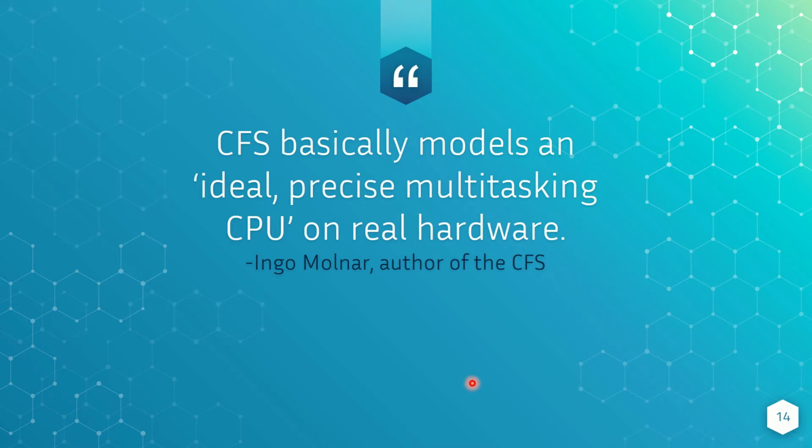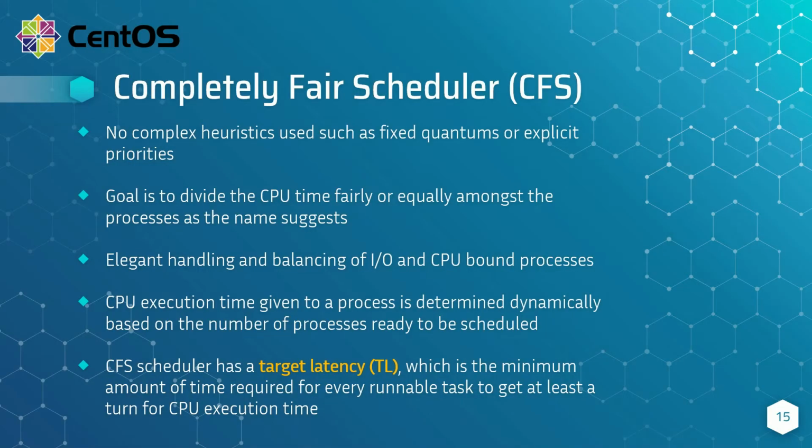From the author of the CFS scheduler, Ingo Molnar, he says that CFS basically models an ideal precise multitasking CPU on real hardware. What this means is that it tries to enforce optimal fairness to all the processes when we schedule them. So we'll have a look at what CFS does. The main advantage and improvement over the O(1) scheduler is that no complex heuristics are used, such as fixed quantums or explicit priorities or the bonus or penalties that I mentioned.